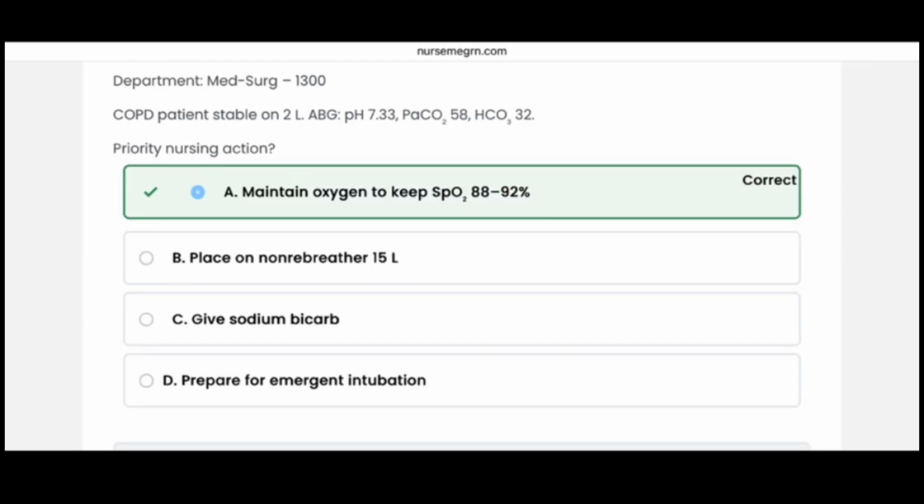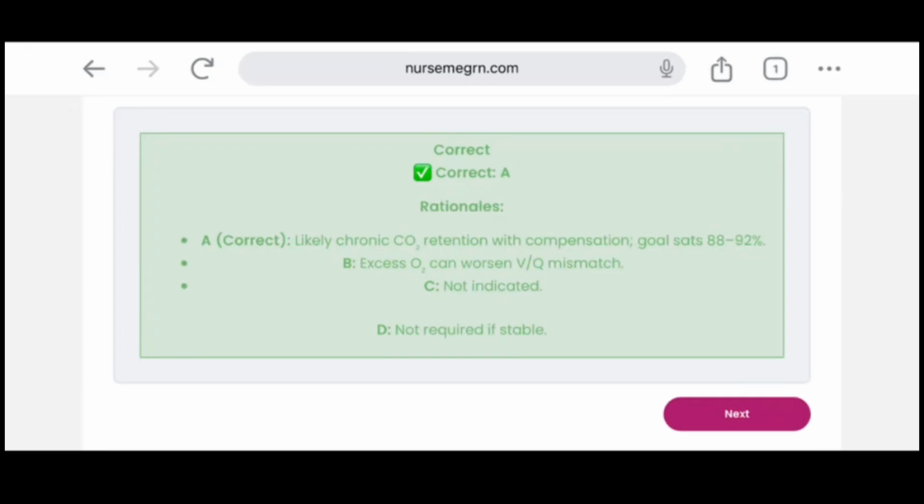So the answer is A. This patient is stable. They are likely having some chronic CO2 retention because of the COPD, and I want to keep their sats right in that range. Does that make sense? I hope it does. Put questions in the comments.